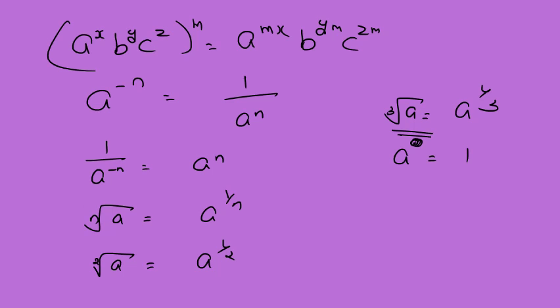That is positive exponent. 1 by a raised to minus n, when it goes up, becomes a raised to n. Nth root of a is a raised to 1 by n. Square root of a, this 2 is not needed. Square root of a is a raised to 1 by 2. Cube root of a is a raised to 1 by 3. A raised to 0 is 1.